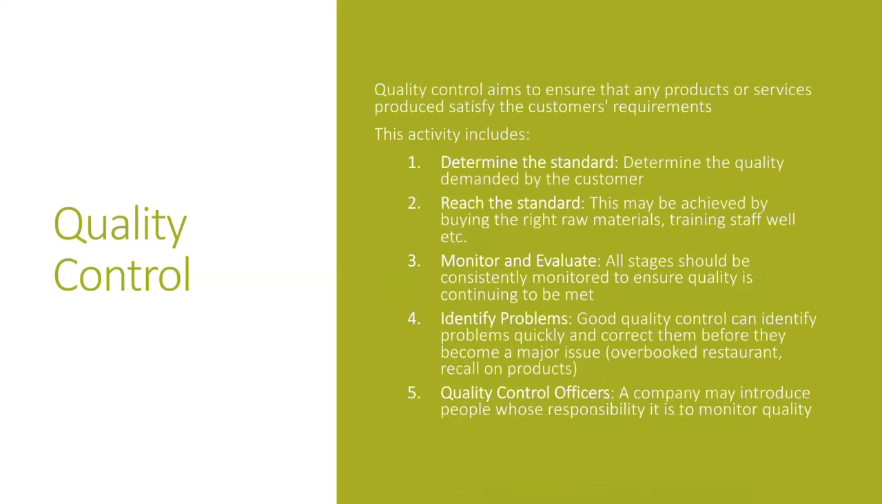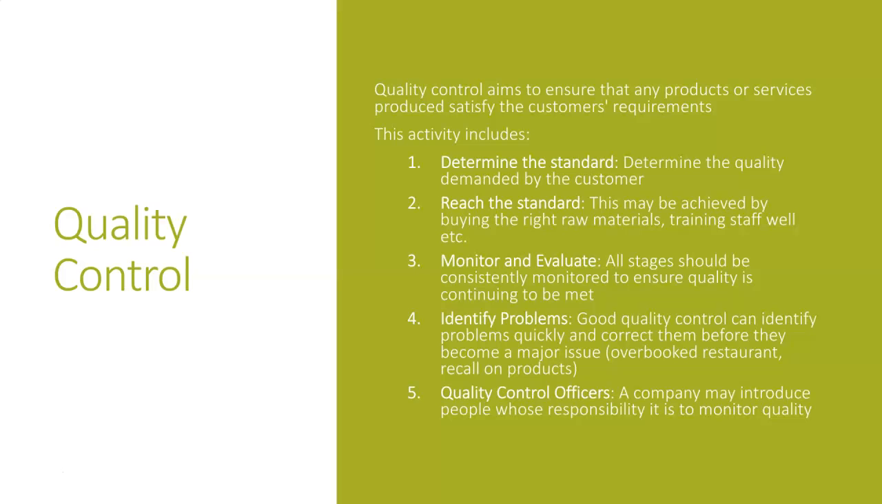This is now about quality control. Quality control aims to ensure that any products or services produced satisfy the customer's requirements. This activity includes number 1, determine the standard, determine the quality demanded by the customer. Number 2, reach the standard. This may be achieved by buying the right raw materials, training staff well, etc. The third one is monitor and evaluate. All stages should be consistently monitored to ensure quality is continuing to be met.